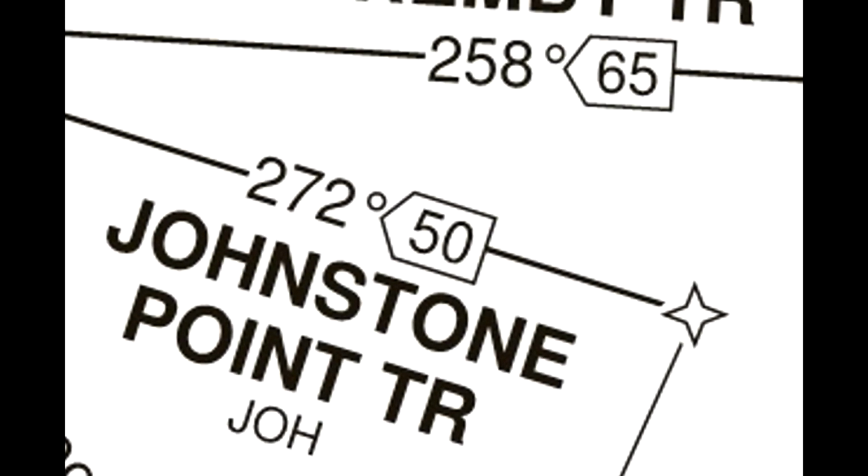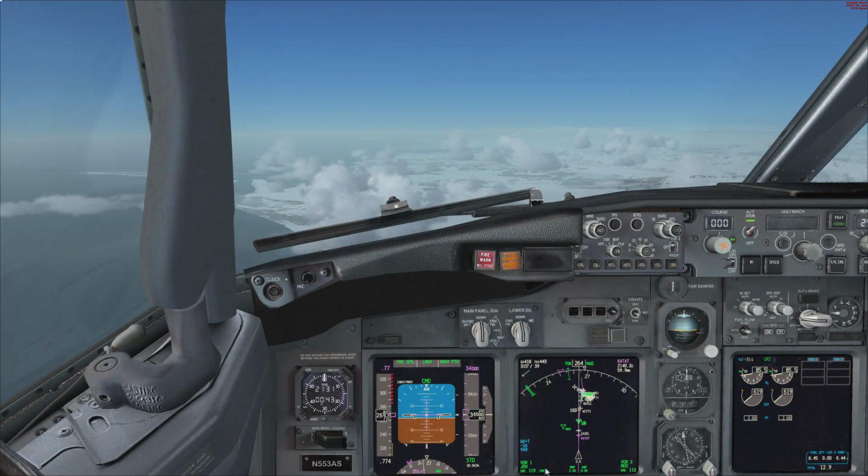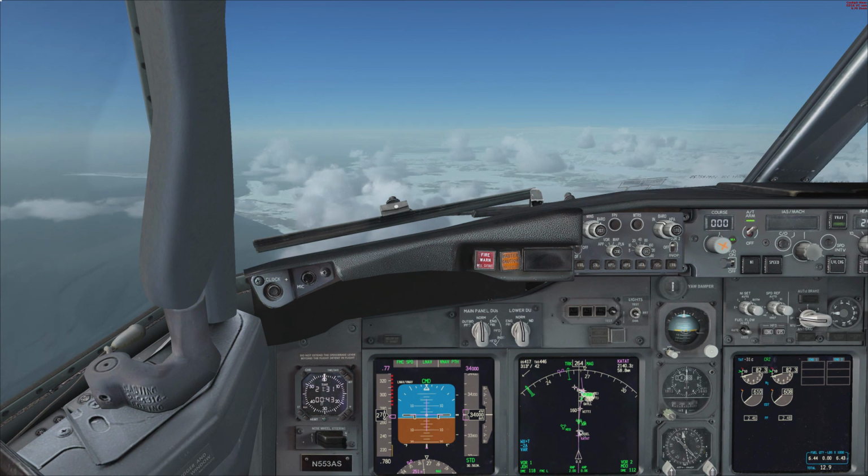So by setting up those two VORs here, we can see whether or not we are in the correct position. We can just look down here and this should say 50, this should say 97. That would indicate that we are at the right point if it says here that we are at Johnston. So that's great. Now after we leave Johnston, we've got to start thinking about the actual approach.